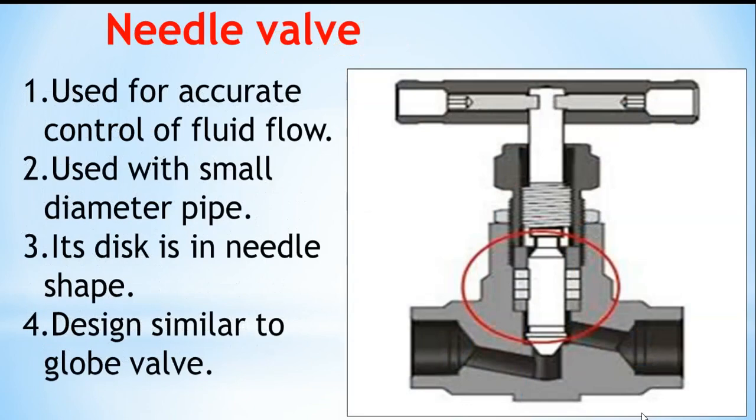Next, we will see a needle valve. In case of a needle valve, we must remember that it is offering a lot of accuracy or a lot of precision in the control of the fluid flow. It is used for small diameter pipes, and it will control a very low flow rate, but it will give you very precise control. The stem of the valve has a needle shape, so its design and operation is similar to globe valve, and it is mainly used for the control of low fluid flow rates.